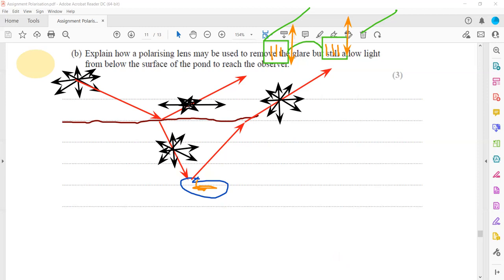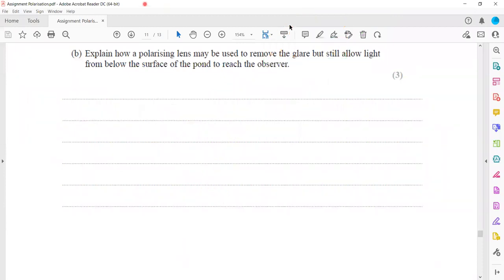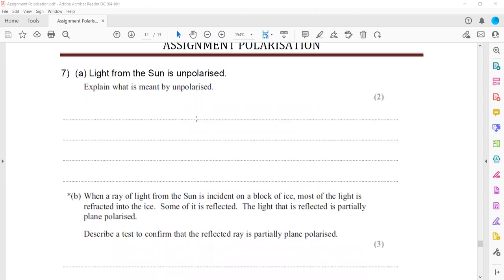Is it clear how we are able to see the object which is underwater, instead of the reflection? Yes, sir, clear. Okay. You should be able to write this in your own words.